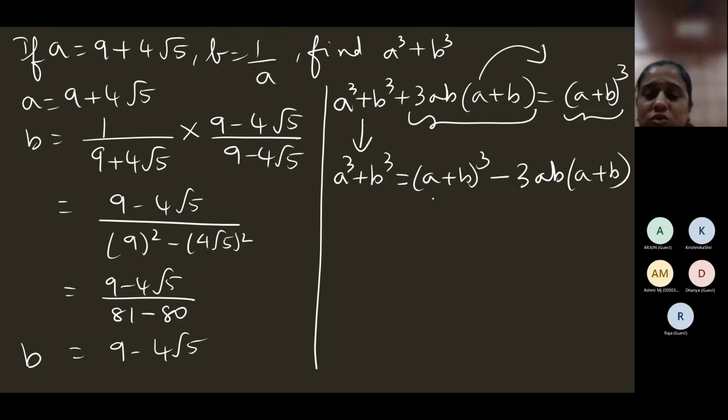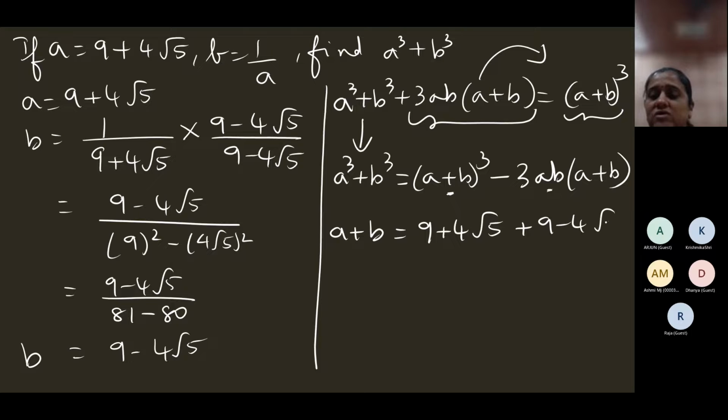So what values do you need? You need the value of a plus b and ab. So what is a plus b? Let's find a plus b. a is 9 plus 4 root 5 and b is 9 minus 4 root 5. So plus 9 minus 4 root 5. This gets cancelled. a plus b is equal to 18.